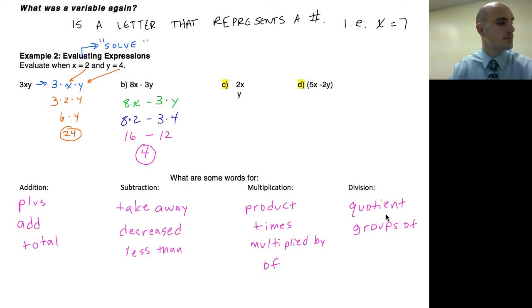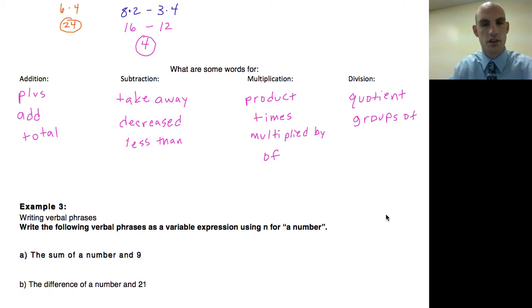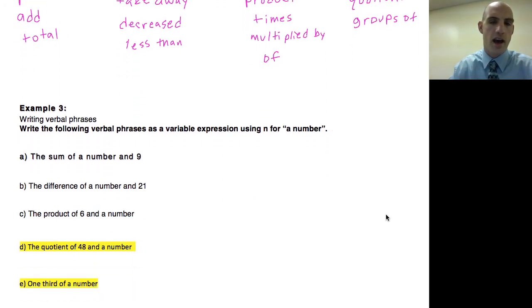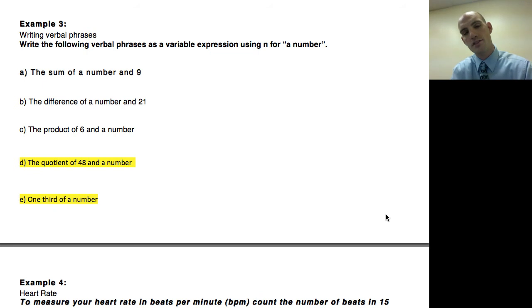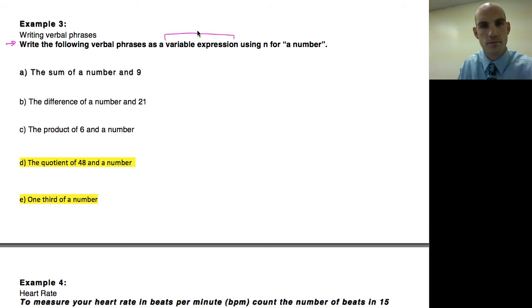Alright, so when we go down here, we're going to start translating these verbal phrases. And part of that is going to be going from these words that we just said into numbers. I'll go first. The sum of a number and 9. Well, write the following verbal phrases as a variable expression using variables, using n for a number. So this part here, a number, is going to be n.